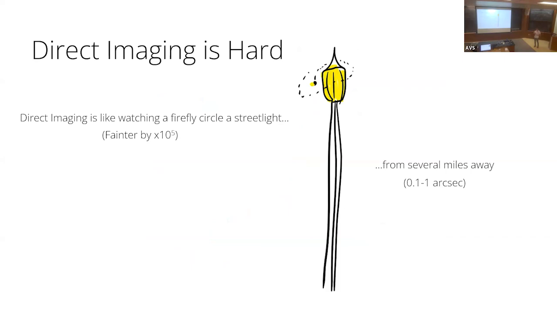And it gives you some sense for the angular separation, how closely separated in the sky the firefly is from the searchlight. We're talking about 0.1 to 1 arcseconds. This is a very, very small angular separation. But we can do it.